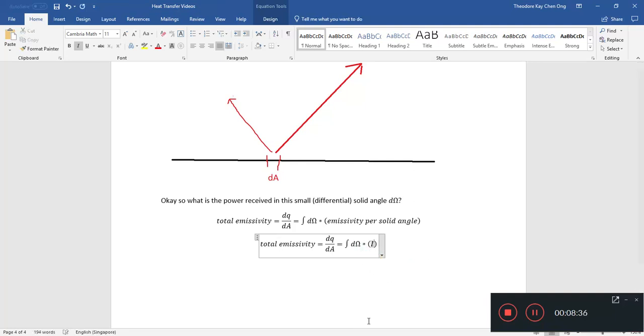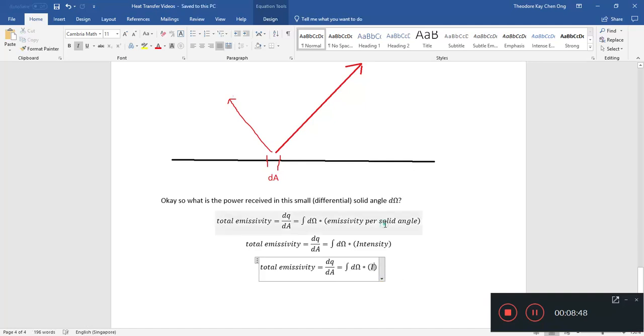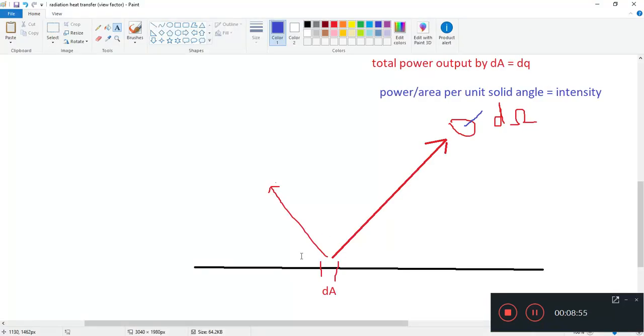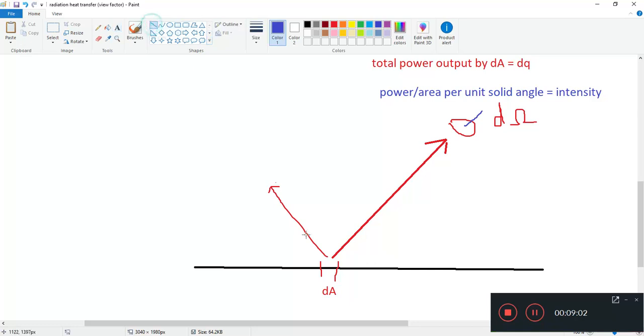So that's emissivity, or rather intensity. Emissivity per solid angle is our definition of intensity. That is actually I. But wait a minute, we haven't actually accounted for how this area, this slanting effect, actually affects the amount of power received by this fella, right?